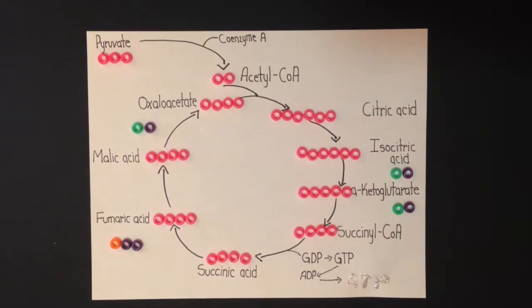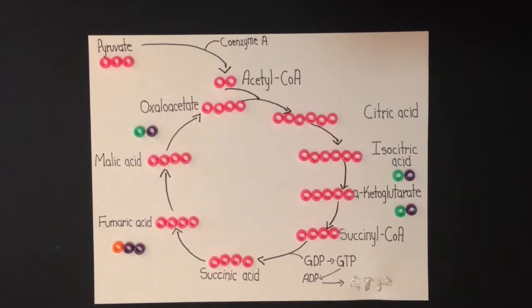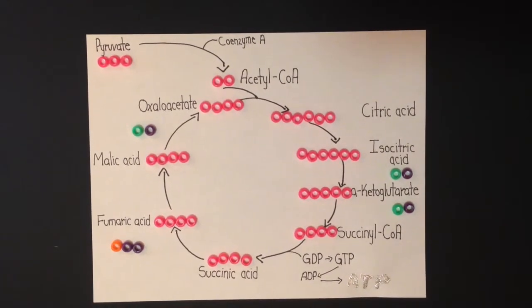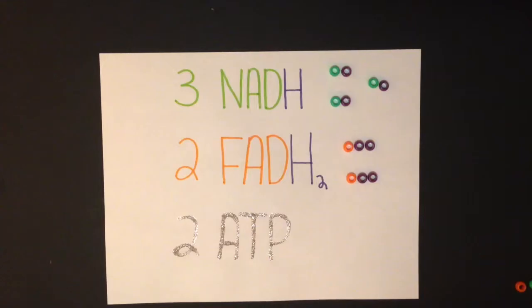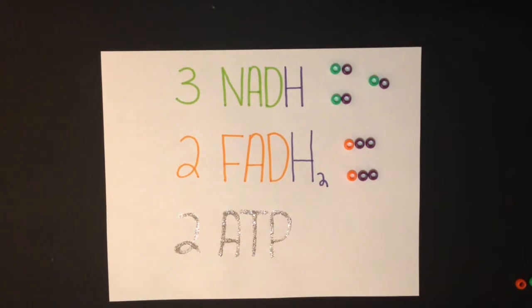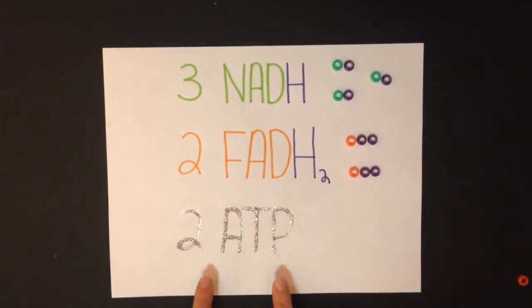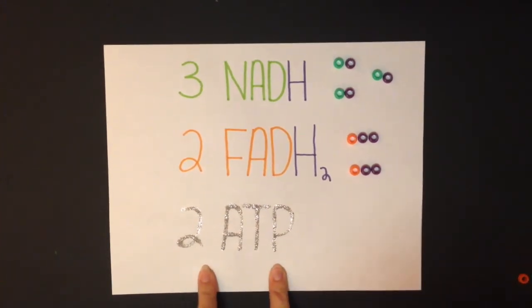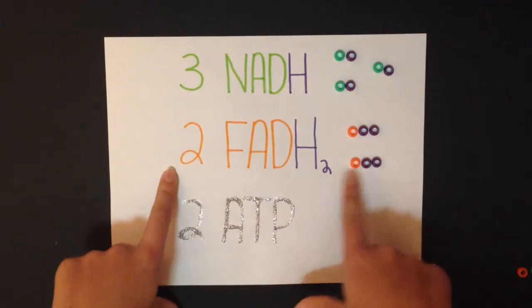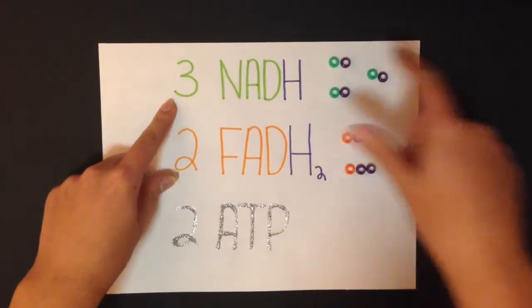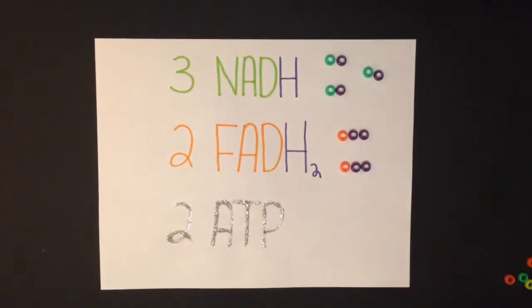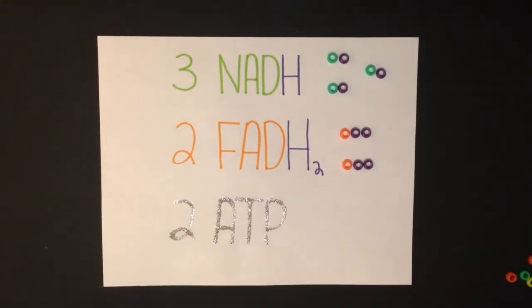Now, because there were 2 pyruvates, the cycle has to repeat all the steps one more time. After the 2 cycles have been completed, you will end up netting 2 ATP, 2 FADH2s, and 3 NADHs. This will have completed the citric acid cycle.